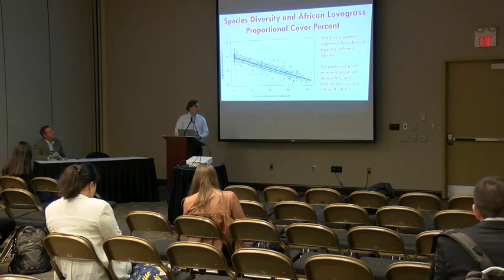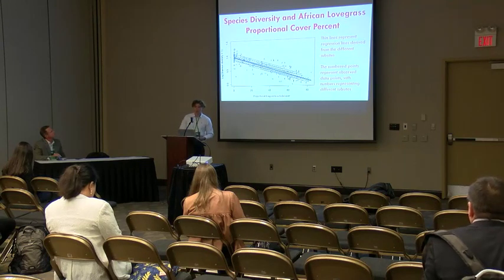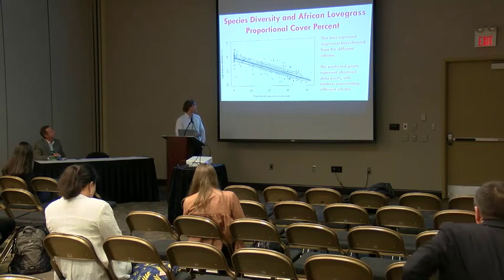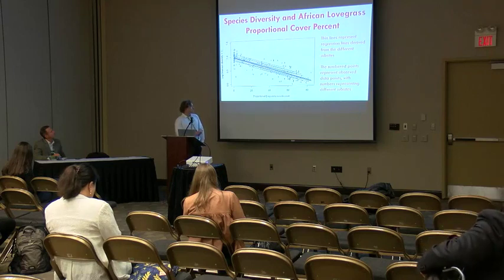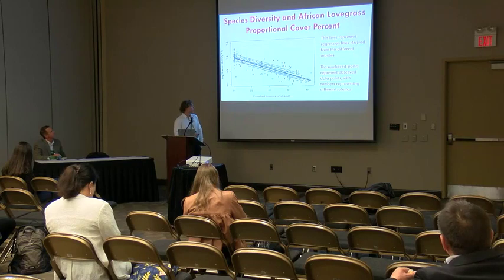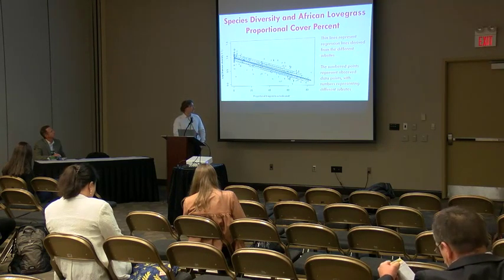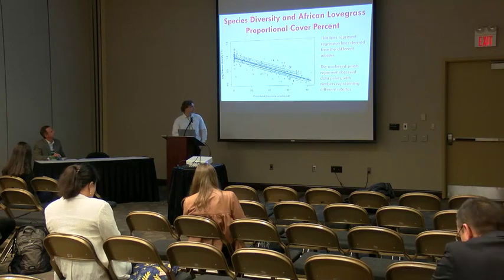Similar to the previous slide, we have log Shannon diversity +1. We needed to do that just for meeting a model's assumptions, but the general trend is the same, if not a little bit more pronounced here with diversity. Along the x-axis, we have proportional Eragrostis curvula cover. As that increases, we see a decrease in diversity.